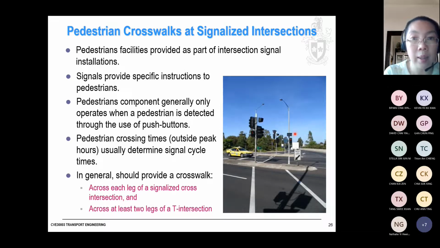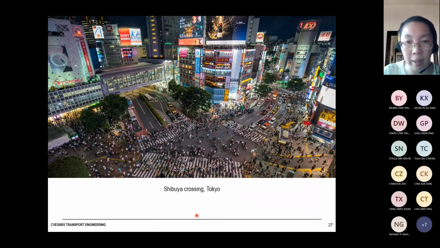Right. So another one, the last one, I think, pedestrian crosswalks at signalized intersection. Okay, so this is at the signalized intersection. So you have pedestrian crossing here, and this is staggered, cross halfway to the median and cross the second time. In general, you should provide a crosswalk across each leg of a signalized cross intersection and across at least 2 legs of a T intersection. So this is a very famous crossing in Tokyo, Shibuya crossing.